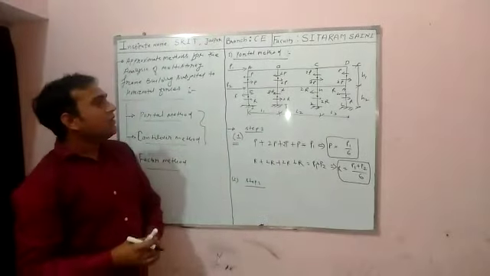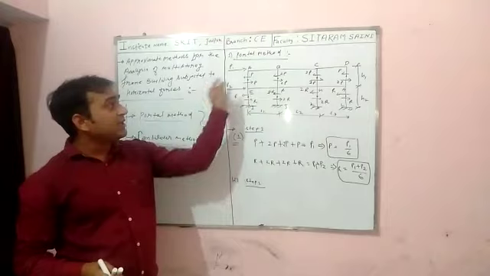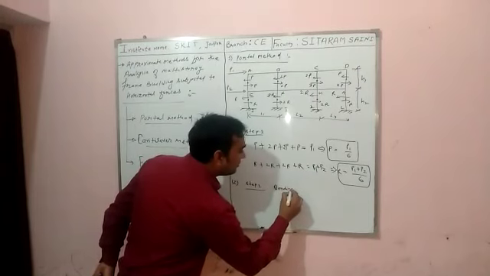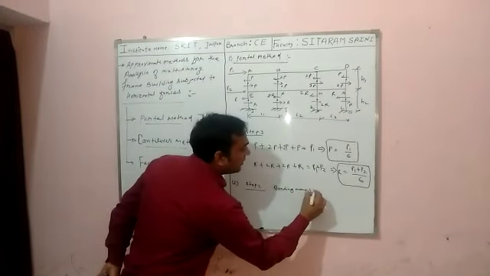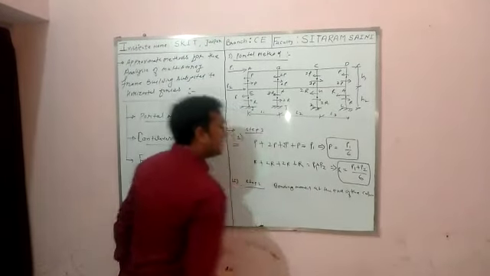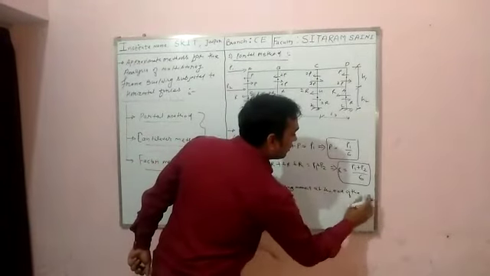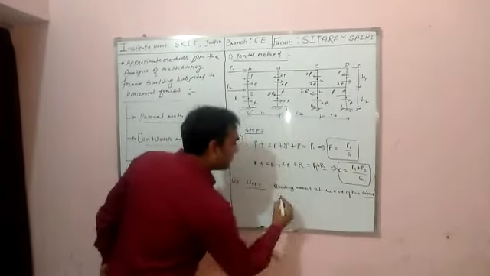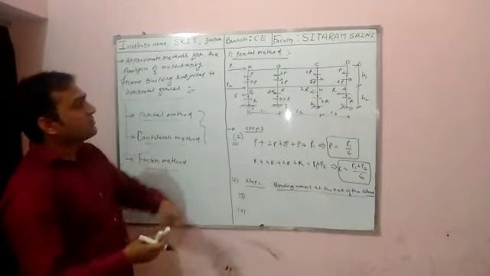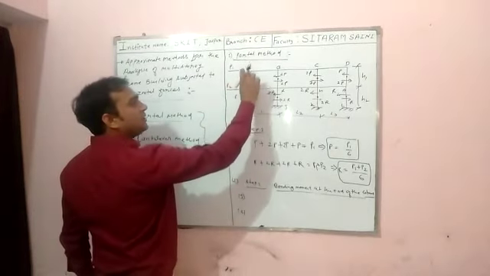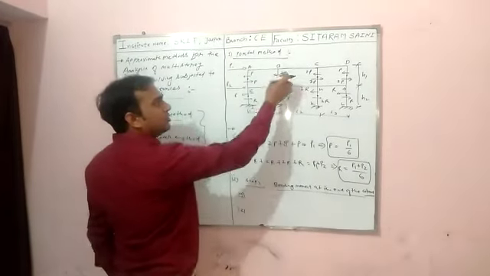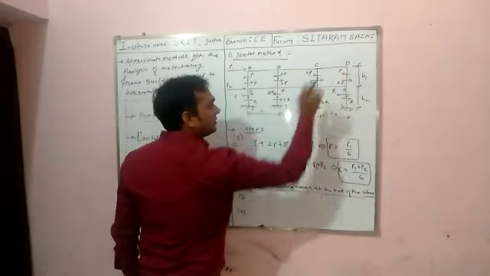In step 2, we determine the bending moment at the end of the columns, for the first story and for the second story. For the first story, P into h by 2 is the bending moment at the end of this column, then 2P into h by 2, 2P into h by 2, P into h by 2.